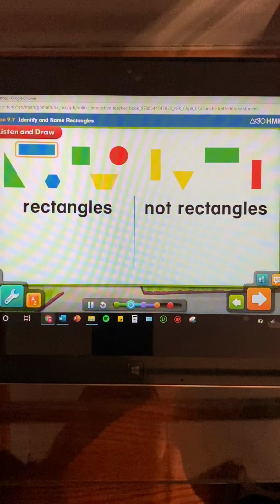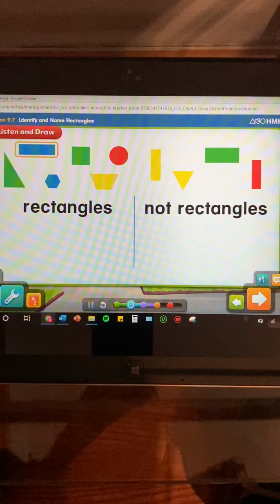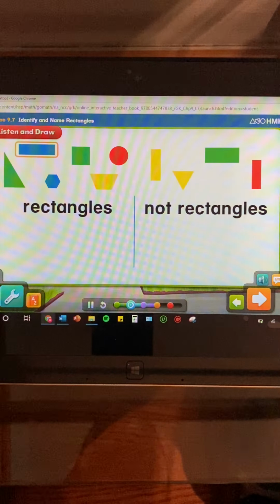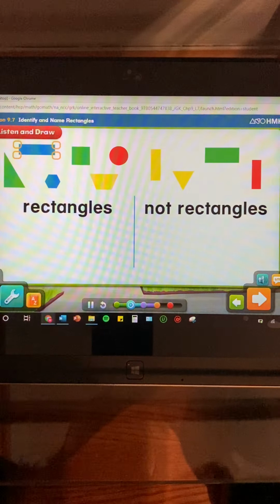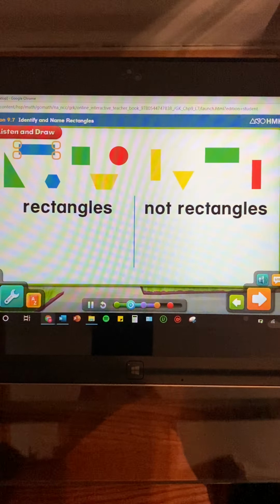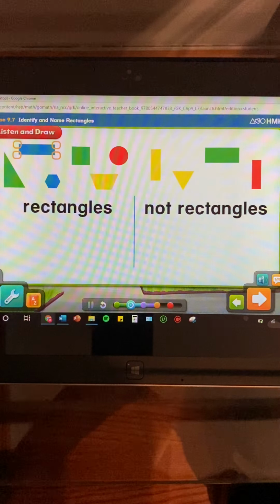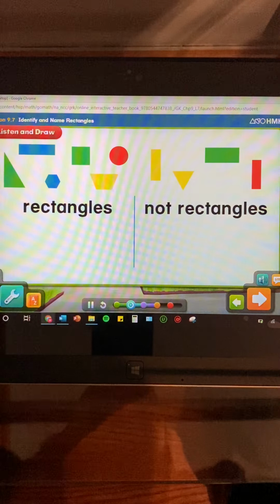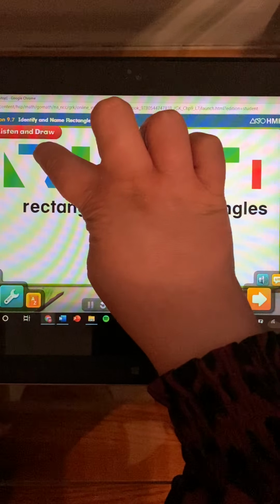This shape is a rectangle. It is a two-dimensional or flat shape. It has 4 straight sides and 4 vertices. The vertices in a rectangle are square, like the corner of a piece of paper. Click to move the blue rectangle into the section labeled Rectangles. Okay, let's move this into the rectangle side.